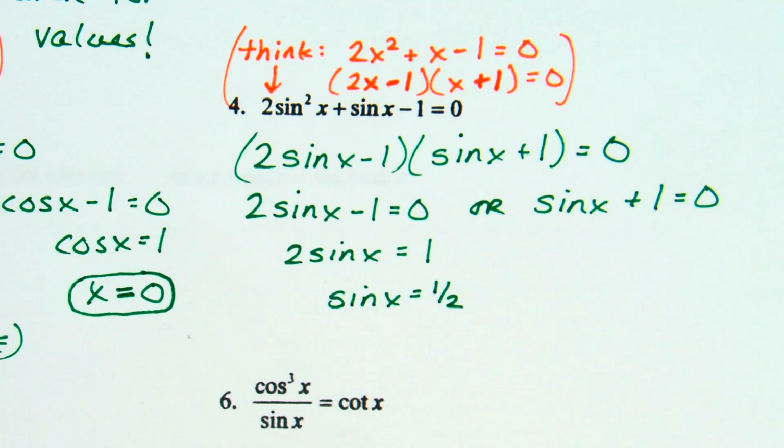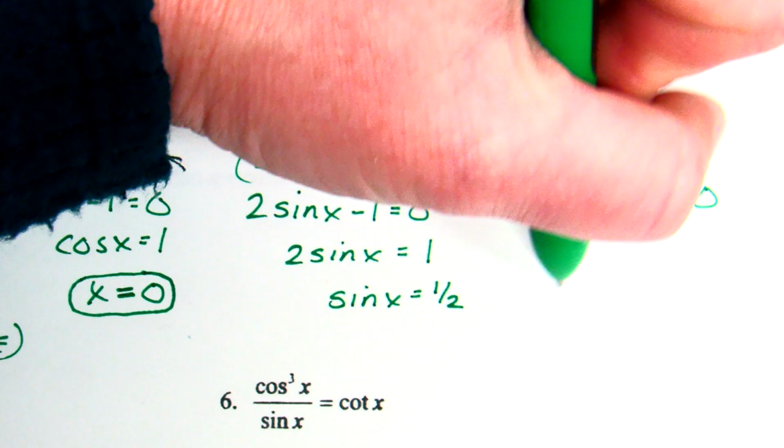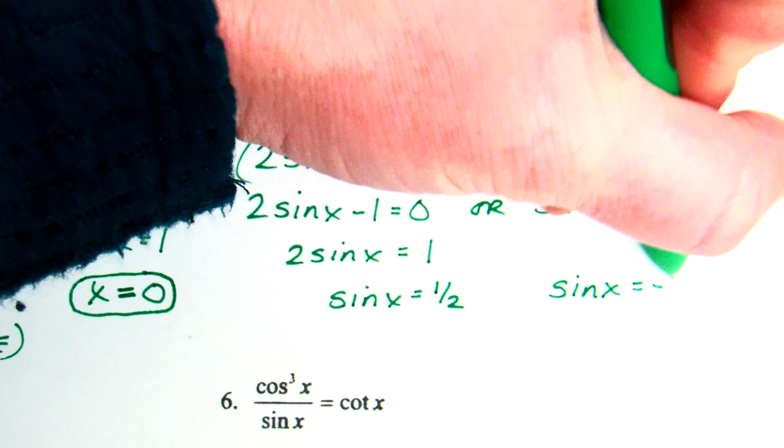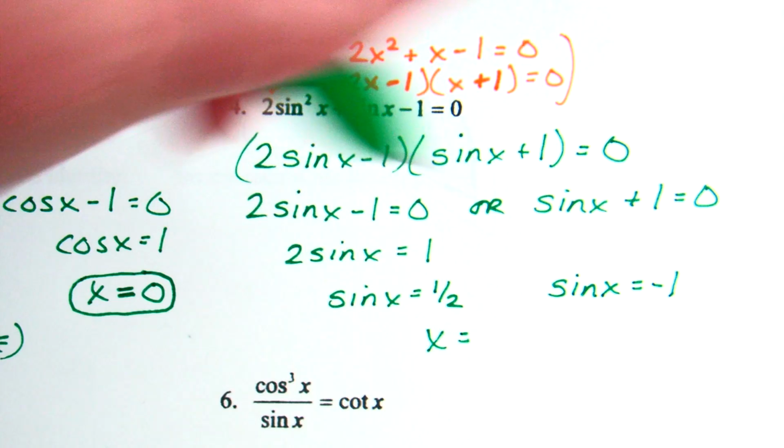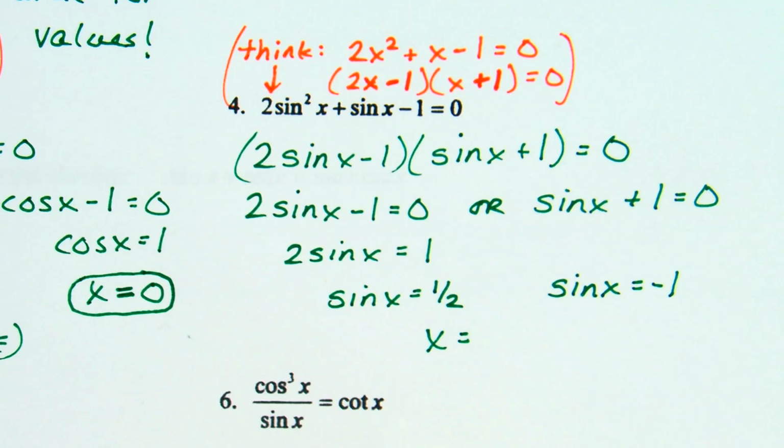Okay. I'll come back and finish that in a moment. What's the other one going to be? Subtract the 1 over. Sine x equals -1. So those are the pieces we are answering. So 3 pi over 2 is -1, because that's what the sine is.